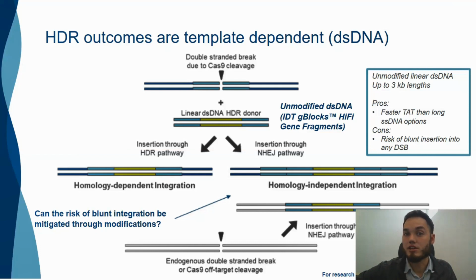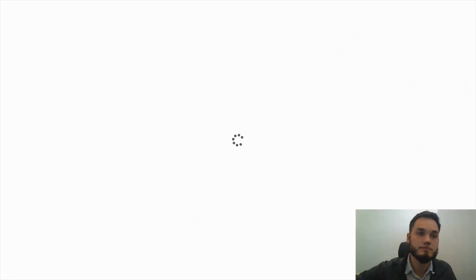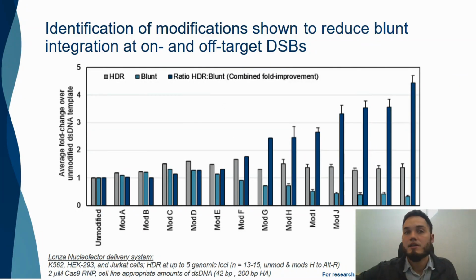So we asked the question, can modifications to the ends of the double-strand DNA mitigate the risk of this unwanted event? So we conducted an experiment with short double-strand DNAs with variable oligo modifications. Once we had identified top modifications from an initial screen, we then set out to further confirm them in additional cell lines and at additional sites.